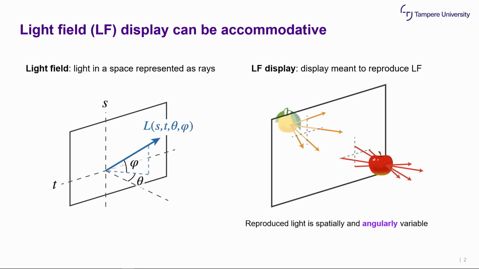Light field is a concept to represent light from a three-dimensional scene as rays, each of which is specified by a position, for example, x, y here, and also with its direction, theta and phi here. Then light field displays are meant to reproduce a light field by controlling the emitting light spatially and also angularly. Importantly, light field displays may provide natural focusing effects to the viewers, which means the notorious vergence-accommodation conflict may hopefully be eliminated or at least reduced.